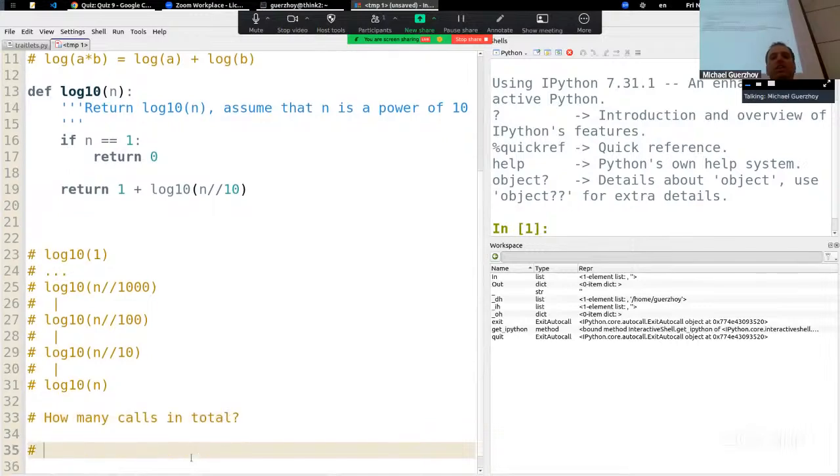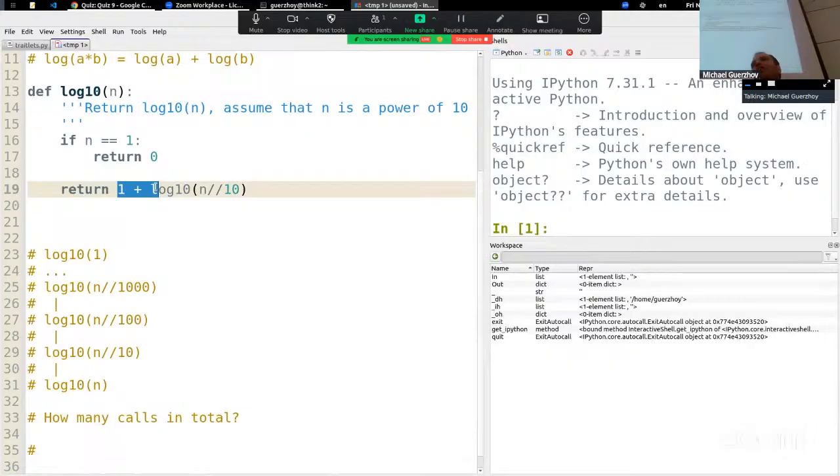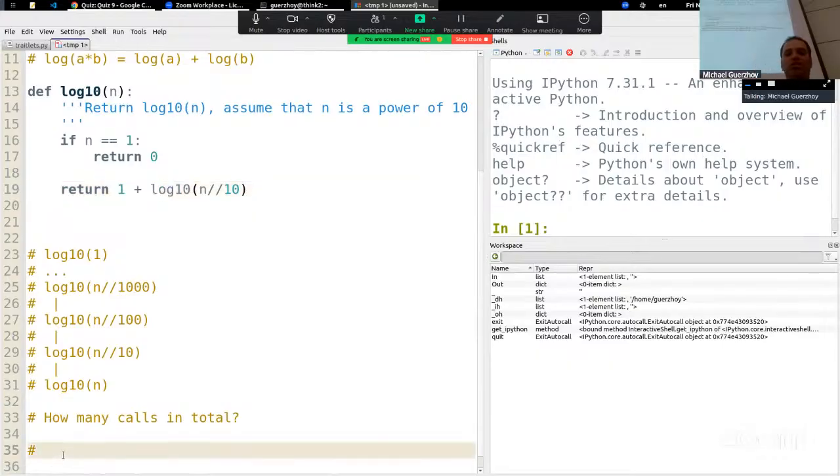So we kind of did that when we analyzed the iterative version of the log function. It's the same idea because basically the number of calls is just your answer. The way to see it is you're counting how many calls there are because you're returning 1 plus every time. So how many calls? Well, you go from n to n over 10 to n over 100 to n over 1,000 and so on down to 1.